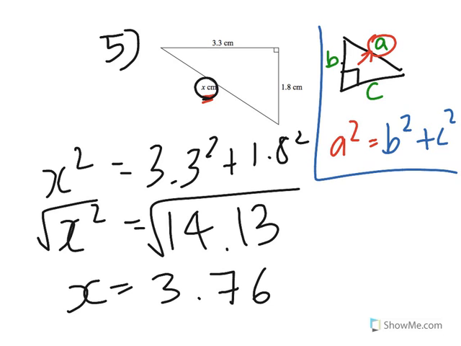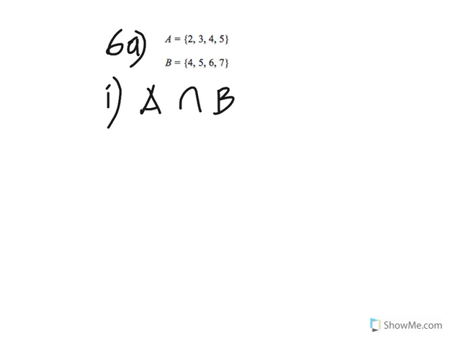Okay, question 6a is about sets, and they've given you two sets A and B and stated the elements in each. And 6a1 is asking you to list the members of A intersect B. Now this sign means intersect, and it means what they have in common. So all you have to do is look at the numbers which they have in common. Now if you look closely enough, you'll find that they have a 4 in common and they have a 5 in common. So that means that A intersect B is equal to 4 and 5.